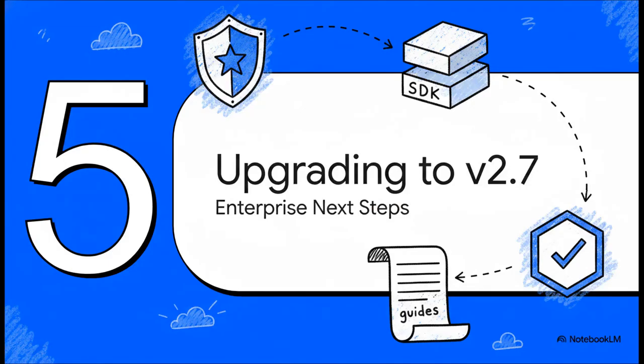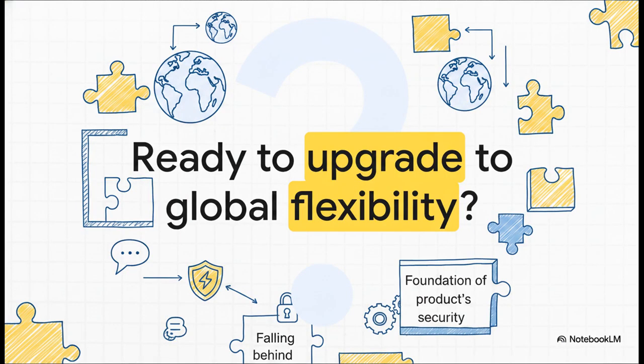Which brings us to our final section, Section 5, upgrading to UID v2.7 and the next steps for enterprise teams. So, are you ready to upgrade to global flexibility? The great news here is that this update is available right now. You can direct your teams to the developer portal today to grab the latest SDKs, read through the comprehensive new eIDAS 2.0 implementation guides, and check out all of that awesome new design documentation for the badge system.